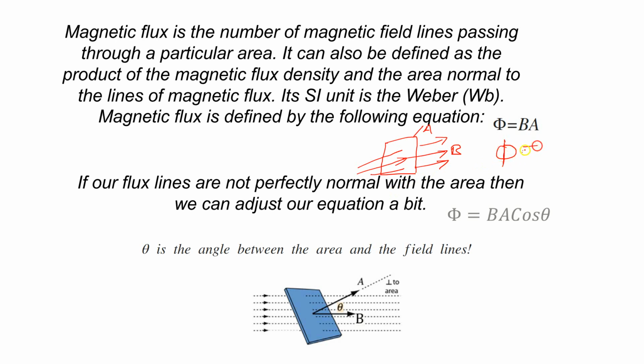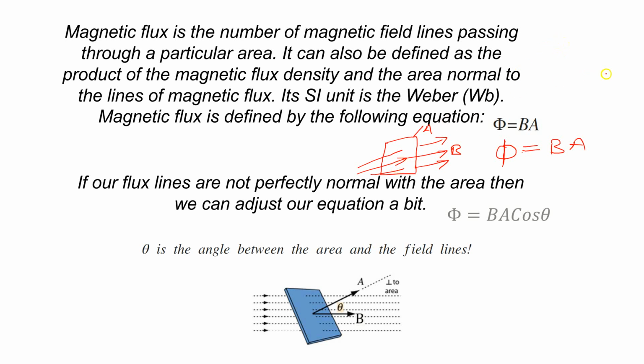So at the end of the day, psi, this symbol here, I think they call it psi. Psi is equal to, which is the same thing as our magnetic flux, the magnetic field B times the area. This is when the magnetic field lines are passing through at a 90-degree angle.